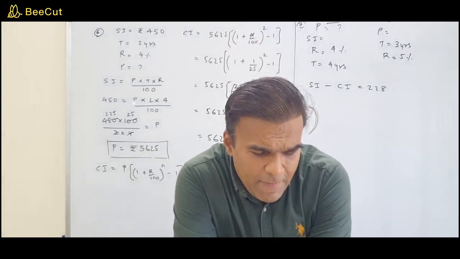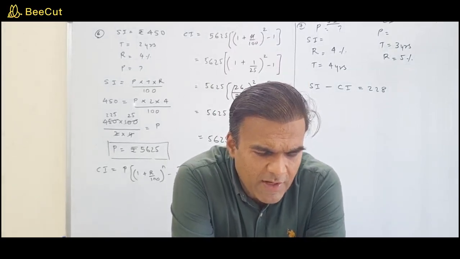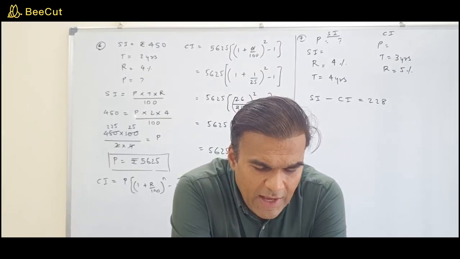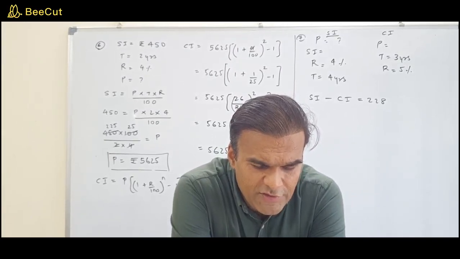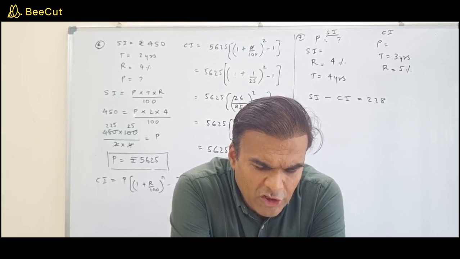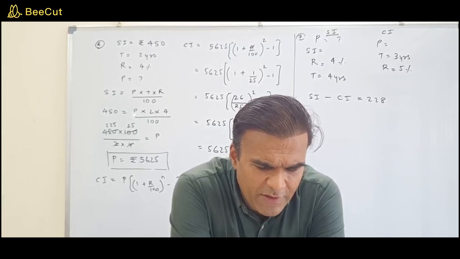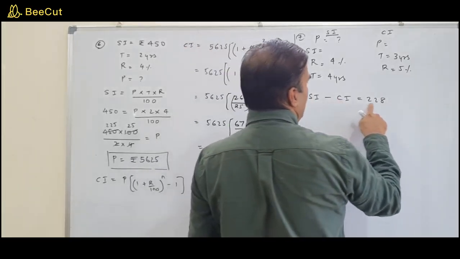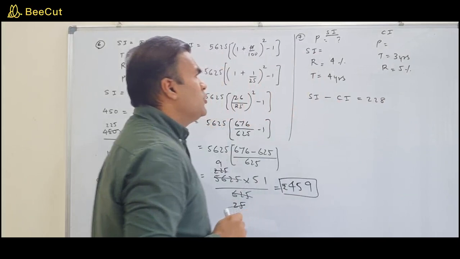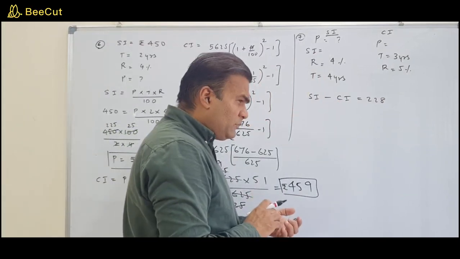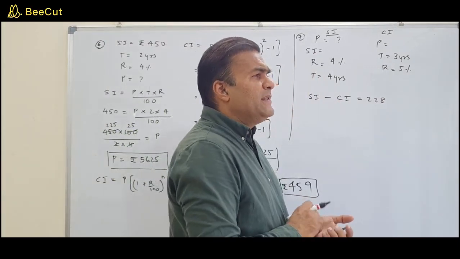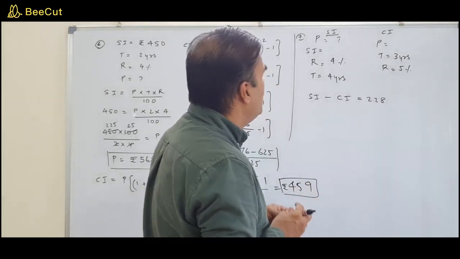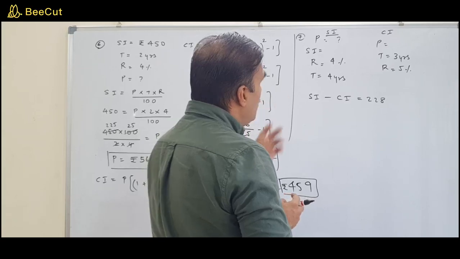So the question is, the simple interest on a certain sum of money for 4 years at 4% per annum exceeds the compound interest on the same sum for 3 years at 5% per annum by 228. Simple interest minus compound interest is 228. We are unaware about what exactly is the simple interest. We don't know what is the compound interest. We don't even know that as well. So in this scenario, what do we do?